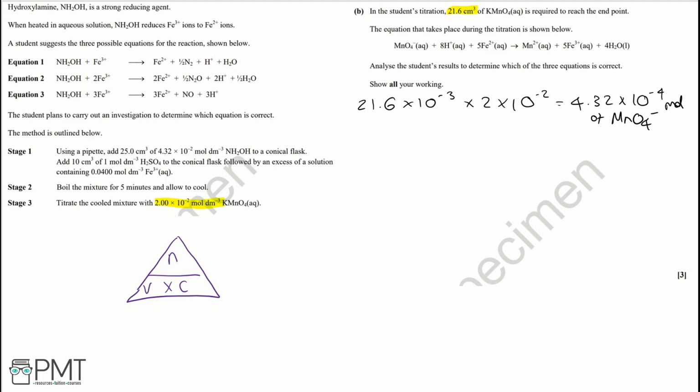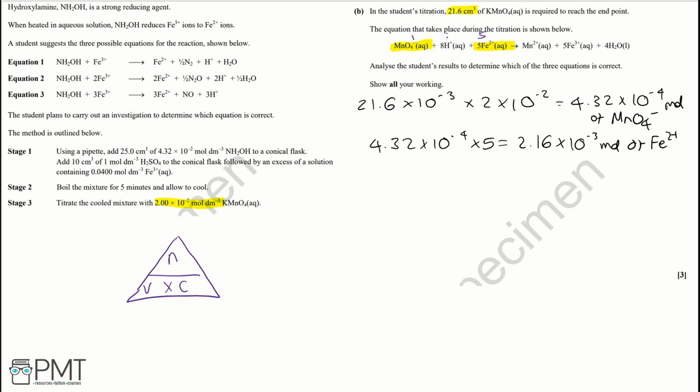Now, using this number of moles, we can work out the number of moles of Fe2+. In the titration equation, we know that MnO4 minus and Fe2+ are in a 1 to 5 molar ratio. So that means we need to take our number of moles and multiply it by 5. So that would be 4.32 times 10 to the negative 4 multiplied by 5. And that equals 2.16 times 10 to the negative 3 moles of Fe2+.